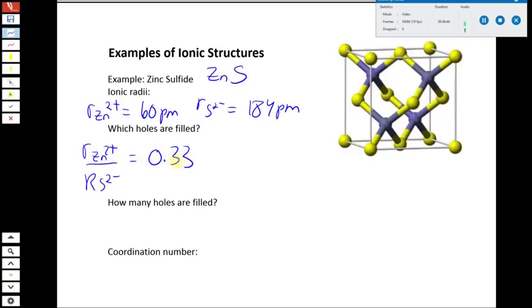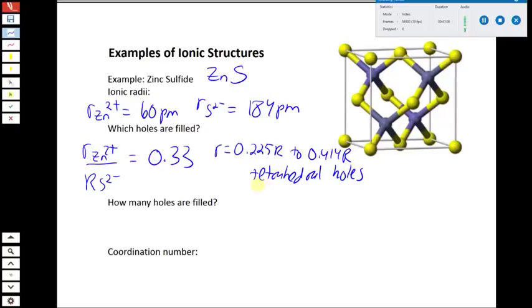And what we learned a little bit ago is that if the small radius is between 0.225 and 0.414 times the larger radius, which holes do we predict will be occupied? These are the tetrahedral holes, that's correct. Those are the smallest of the 3 that we talked about. So in this case, you have to go into the tetrahedral holes.